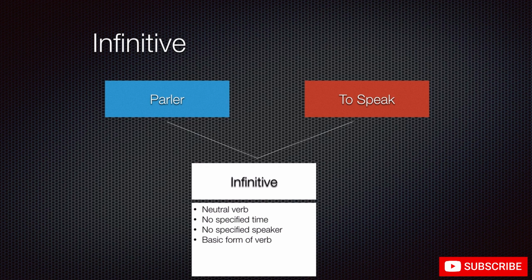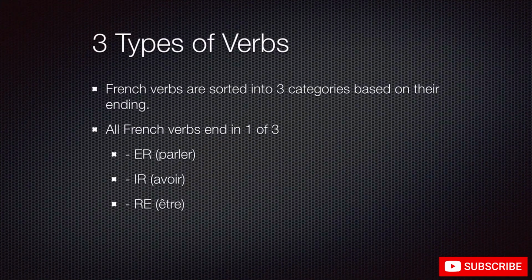So in English, you'll always see infinitives with the word to before it. So to speak, to listen, to read. However, in French, the infinitive will always end in ER, IR, or RE, which are considered the three types of verbs. So as I said, there's ER, an example is parler. There's IR, an example would be avoir, which you've already learned. And then there's RE, which is être, which you have already learned as well. So verbs are sorted into those three categories based on their endings.